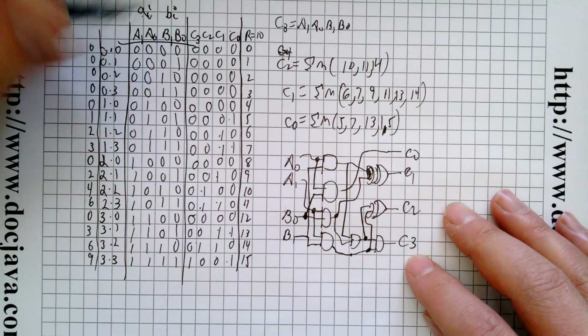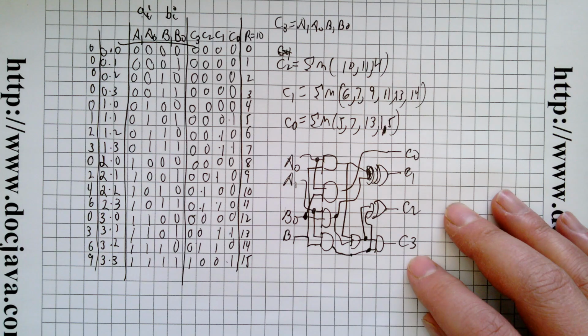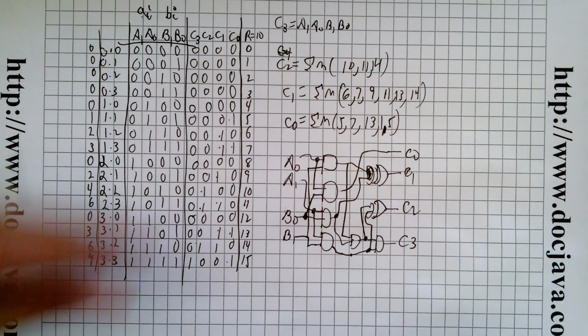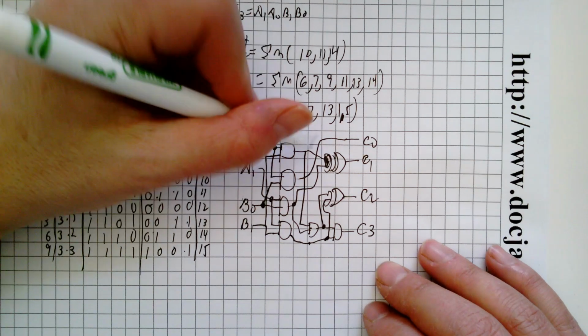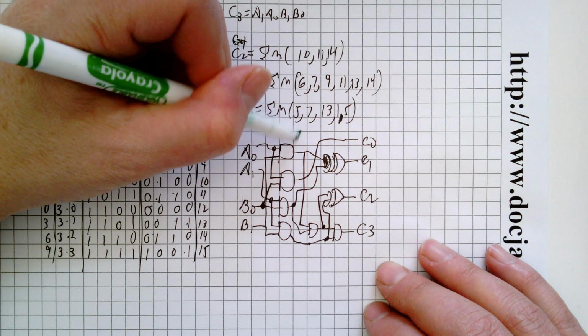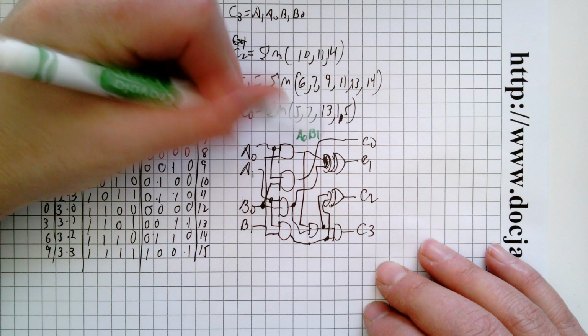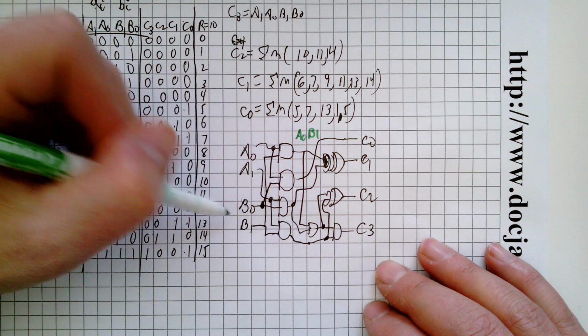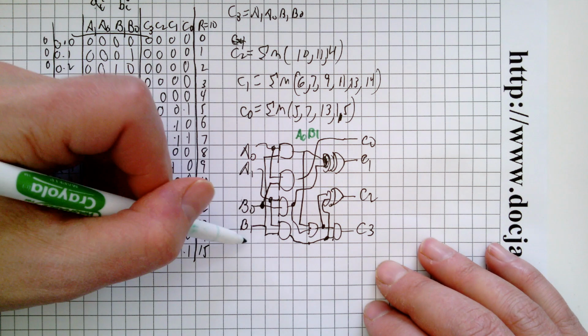We'll see. I'm going to change pens because this is getting to be a bit of a clogged mess. So then this is going to be A0B1. And this is going to be A1B1.